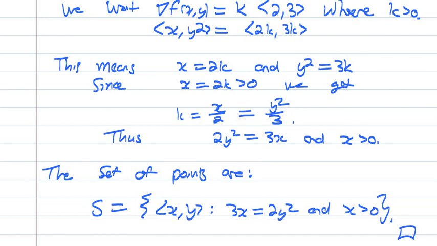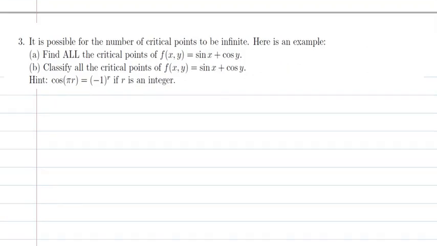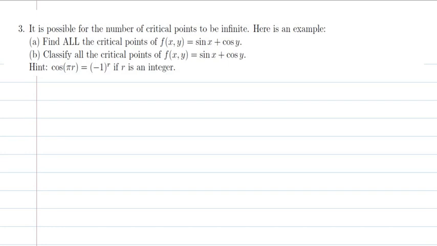Great. So now let's move on to question 3, which was the last question on this assignment. Now in question 3, it again has two parts. Here we have a function of two variables, and in part A we need to find all the critical points. What makes this one interesting is that we get an example of a function of two variables that has an infinite number of critical points.